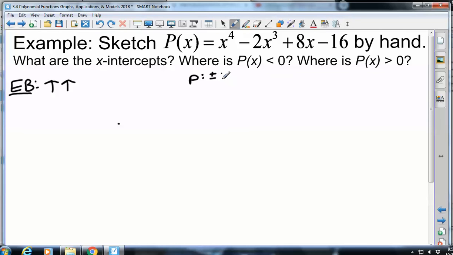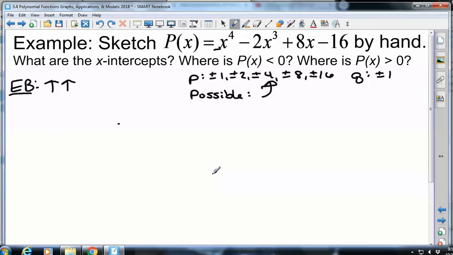Constant. -16. So plus or minus 1, 2, 4, 8, and 16. Where do you get your Q values? First. So that's a 1x to the 4th, so plus or minus 1. So the possible zeros, that's P over Q. And what do you get?